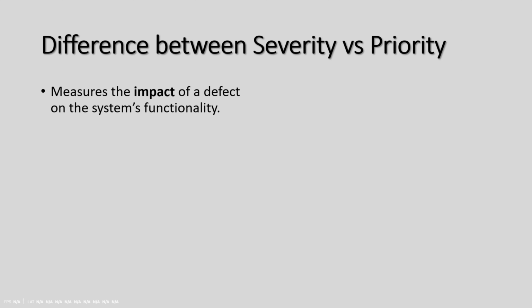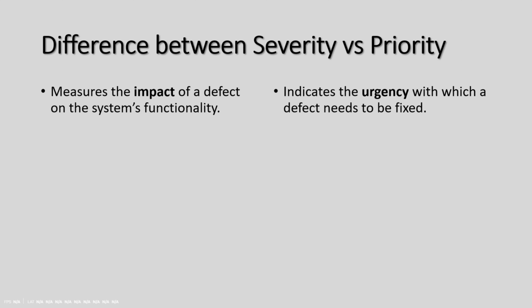Severity measures the impact of a defect on system functionality, and it is more or less talking about the functional behavior of an application. Whereas priority indicates the urgency with which a defect needs to be fixed. So here a person will report based on the impact of the defect. Here the person tells when it should be fixed or who needs to fix that defect.